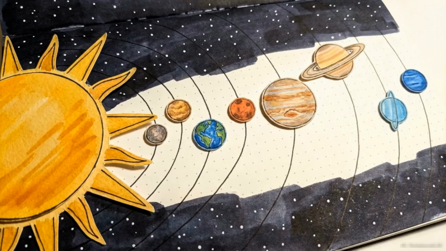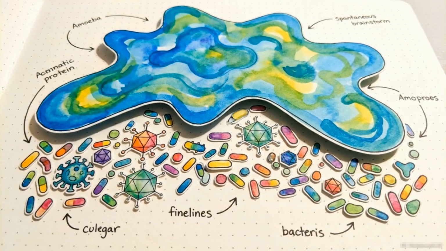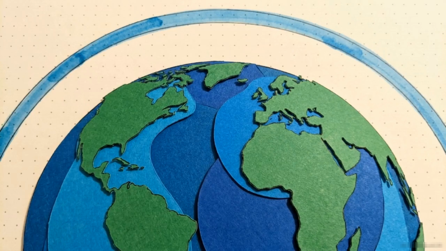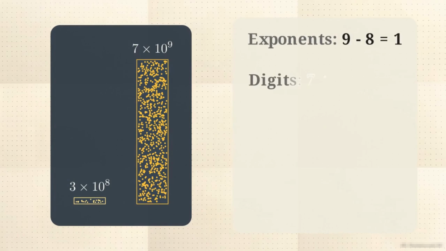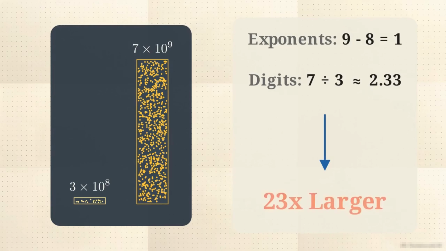The same three-step method works at the scale of the solar system just as easily as it did for microscopic cells. Crashing back down to the surface, we can use this to compare human populations. The US population is roughly 3 × 10⁸, while the entire world is about 7 × 10⁹. With a gap of 1 and 7 divided by 3, resulting in 2.33, we can see the world population is about 23 times larger than the US.